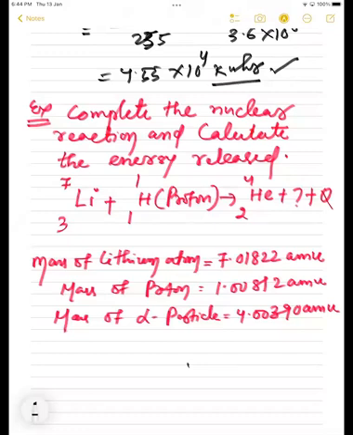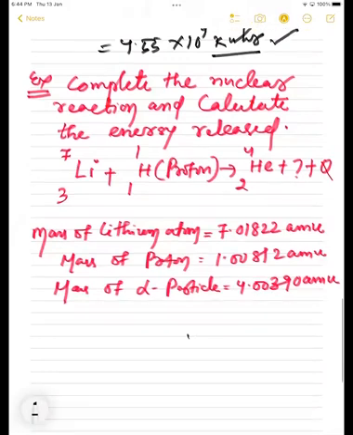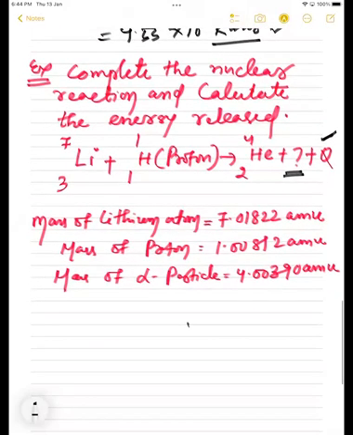See, another question. Complete the nuclear reaction and calculate the energy released in lithium 7 (atomic number 3) plus hydrogen 1 proton, gives helium plus how much we have to find here, question mark, and what is the Q value also you have to find, right? Students, see here. That means the concept of mass defect, we'll find the mass defect and multiply with c square. Then we'll get how much energy is converted, see here.